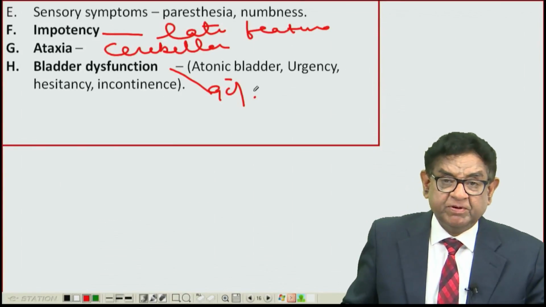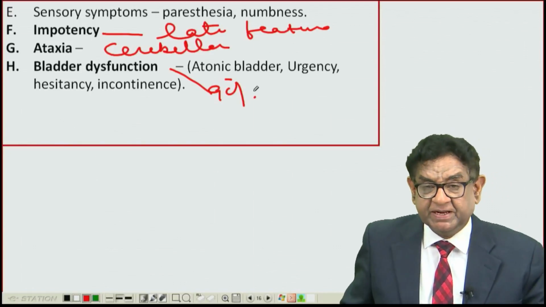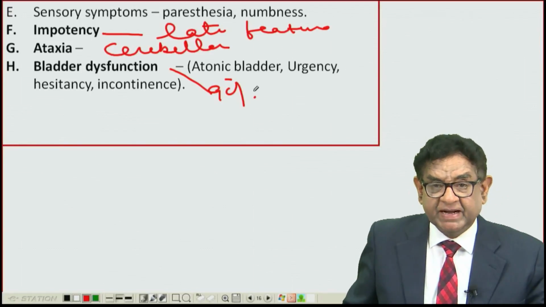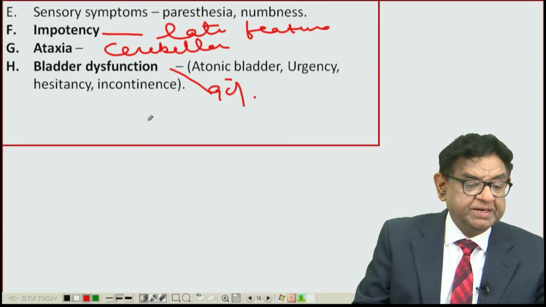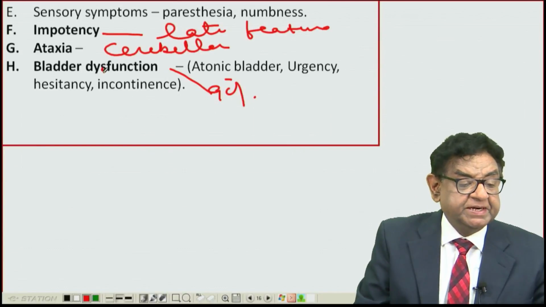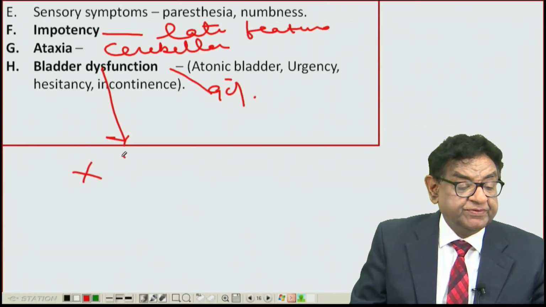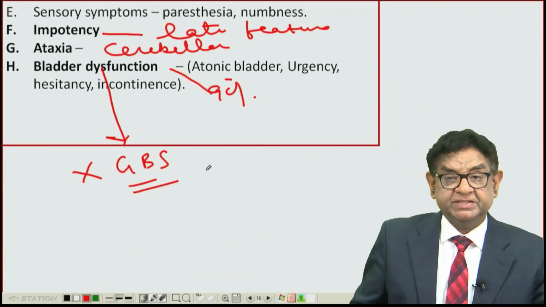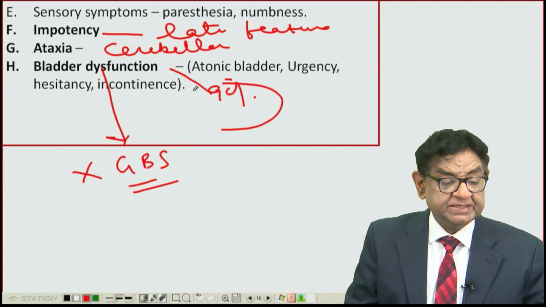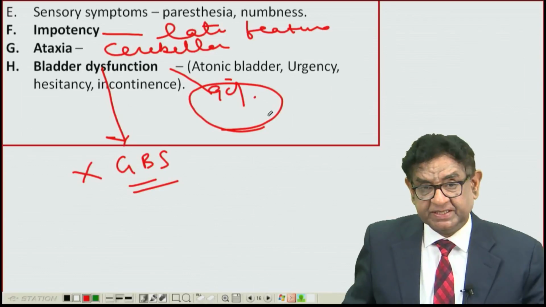Just now, a couple of minutes back, I discussed that in Guillain-Barré syndrome also there is demyelination. But remember, bladder dysfunction is not a feature of Guillain-Barré syndrome. But in this, it is there in as high as 90% of cases.